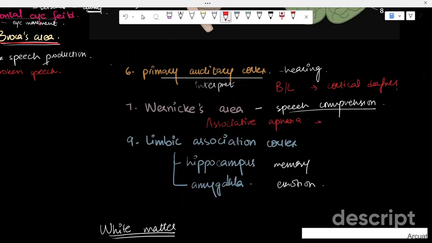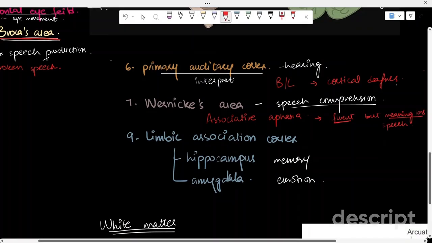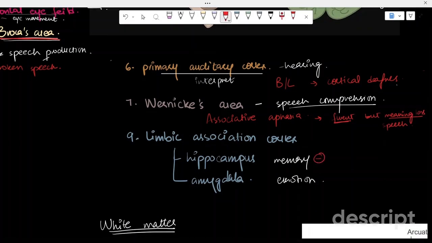Now, this means that the person produces fluent but meaningless speech. If there is a lesion in the hippocampus, there is memory loss, and a person having a temporal lobe lesion might face some hallucinations, deja vu.